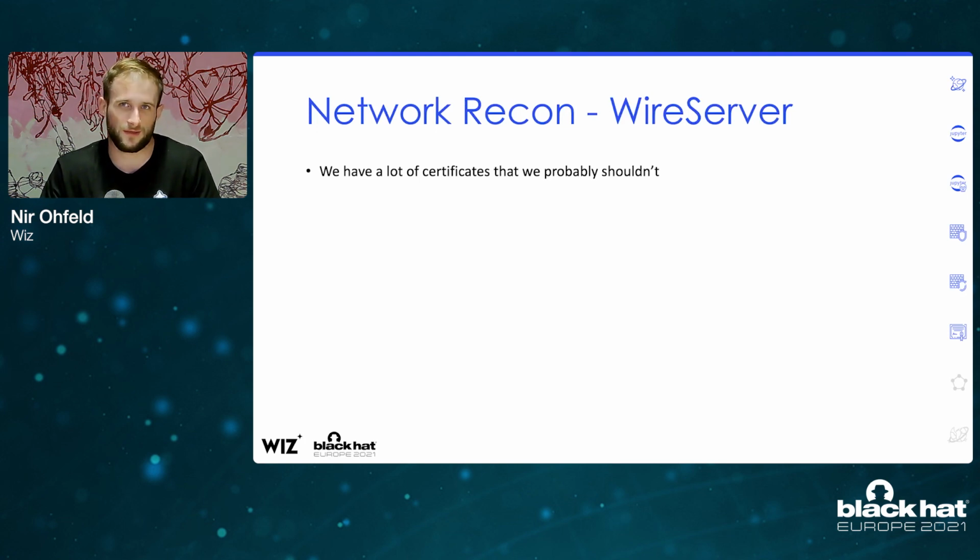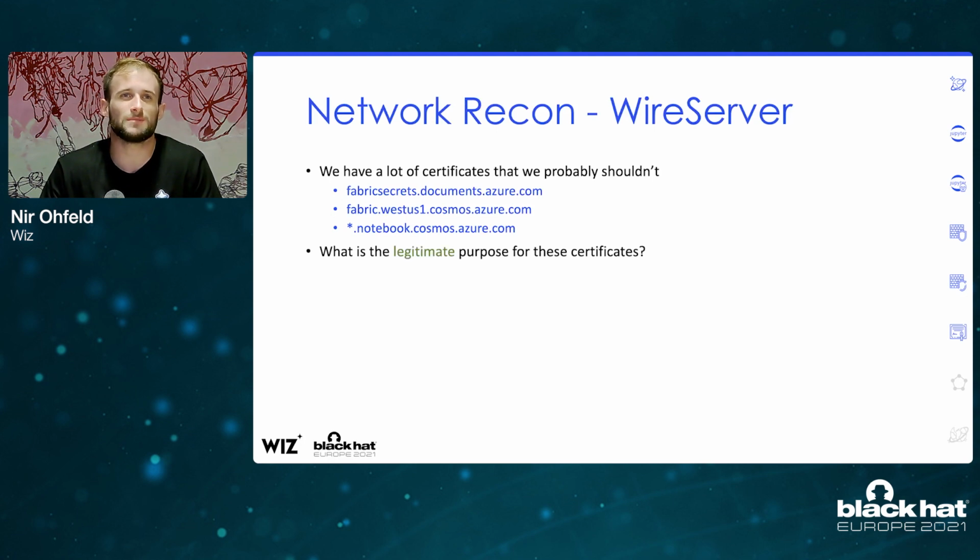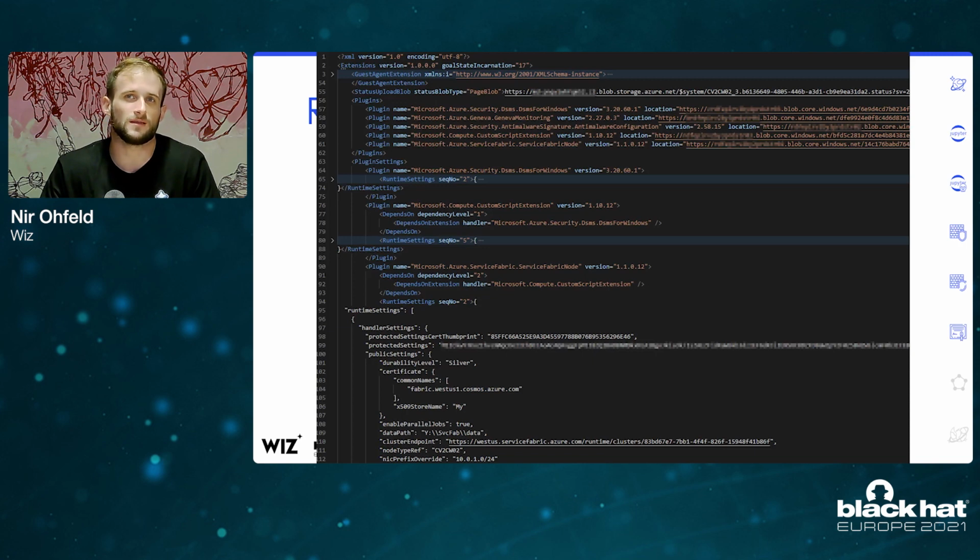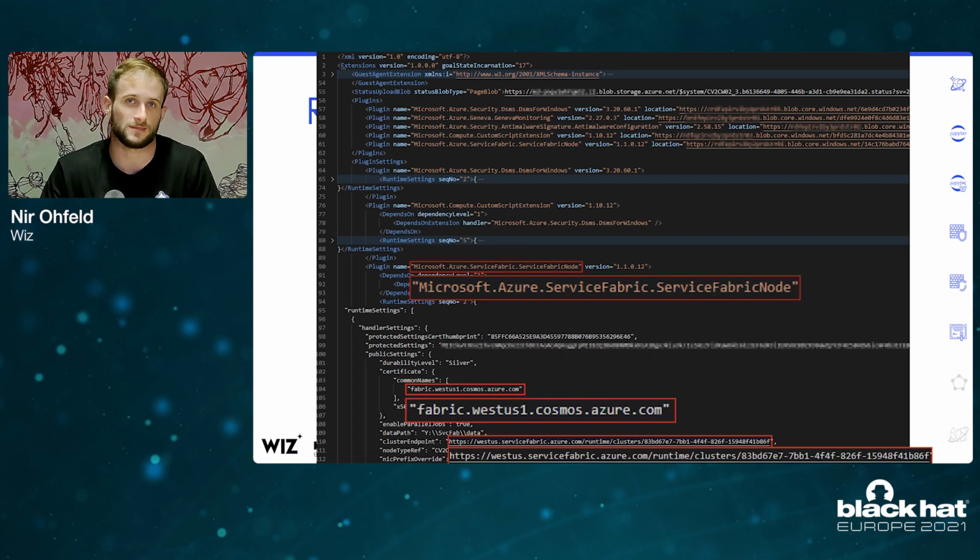So we got a bunch of certificates that we probably shouldn't have, which made us wonder, what's the legitimate purpose for these certificates? So we chose to have another look at the extension configuration we pulled back from the WireServer. Shown on screen is one of the entries of the extension configuration settings we got from the WireServer, specifically the Service Fabric node extension, which had some interesting information in its public settings. As you can see, there is an entry called cluster endpoint, which contains some kind of URL, and there is another entry that mentions a certificate that we happen to have, the Fabric REST US1 certificate.